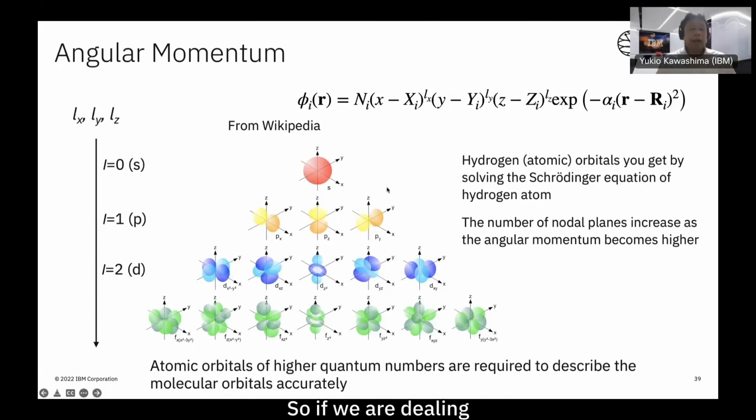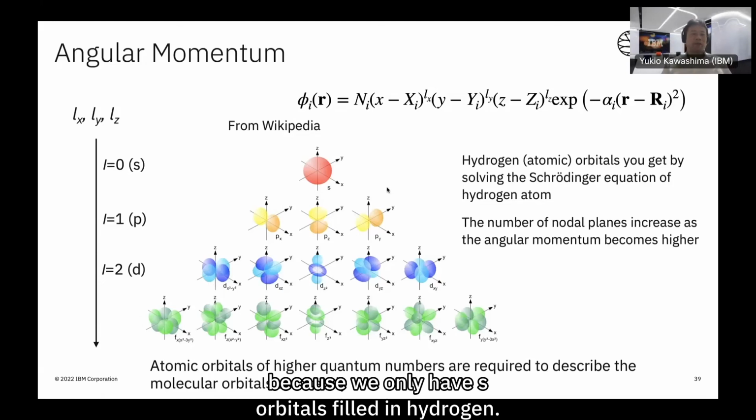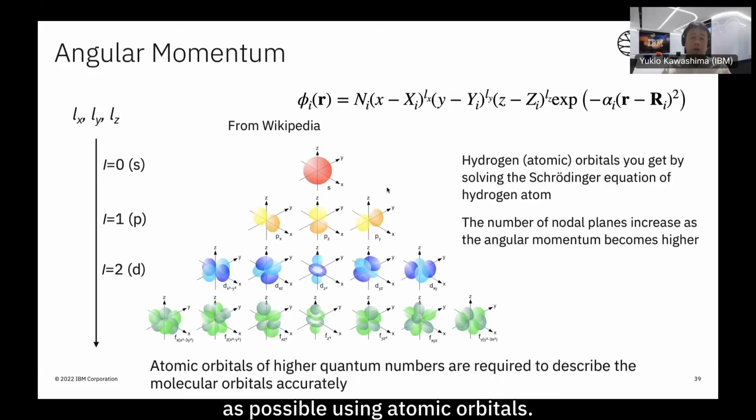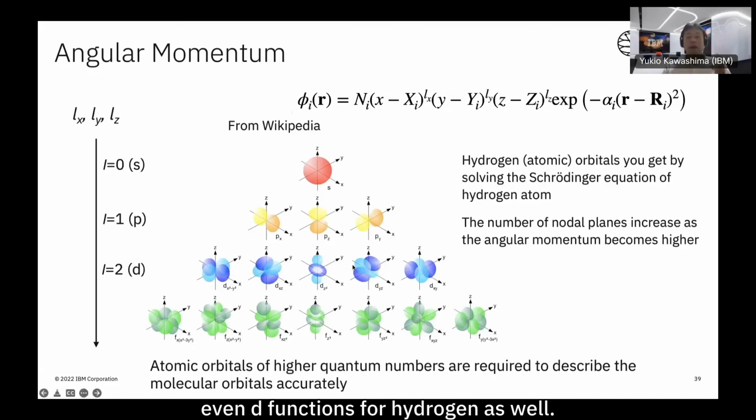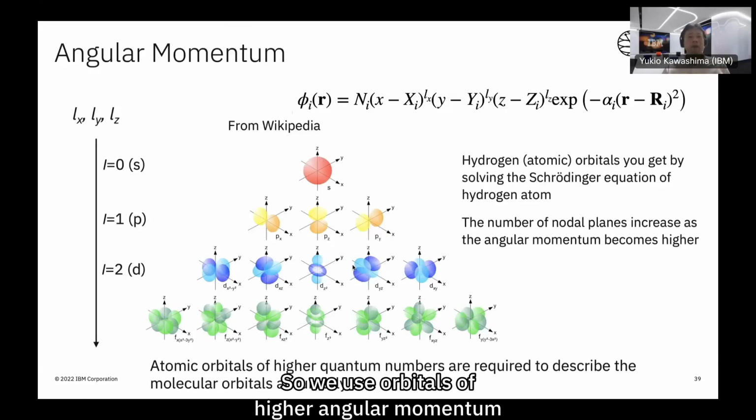So if we are dealing with hydrogen, for instance, we usually only need s orbitals because we only have s orbitals filled in hydrogen. However, what we want to do here is describe the molecular orbitals as accurately as possible using atomic orbitals. So in that sense, sometimes using atomic orbitals of higher quantum numbers will help describe the molecular orbitals accurately. So that is the reason why we use p functions or d functions, even d functions for hydrogen as well. So we use orbitals of higher angular momentum to make our results as accurate as possible.